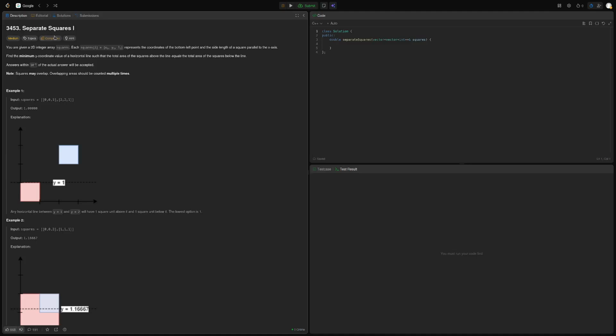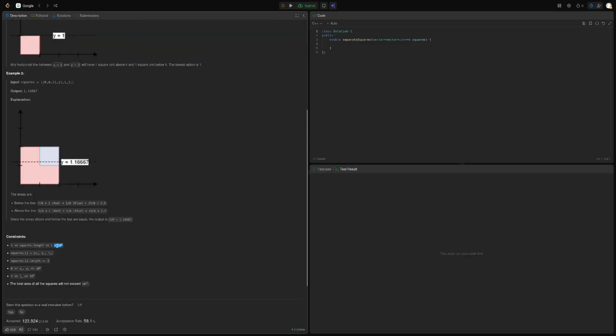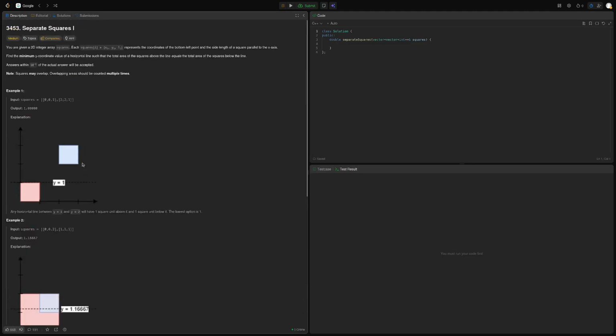The integer squares, bottom left plus length, minimum y coordinate such that total area equals above and below, Separate Squares 1. I think I already did Separate Squares 2, but I'm not sure. So we got what? 10 to 9. Why is this one? Squares may overlap. Areas should be counted multiple times.